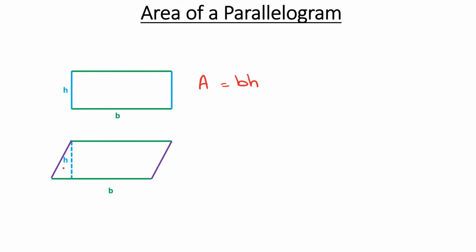So you can see that if I take this part of the parallelogram, there's like a triangle right here. Now if I chop that bit of triangle off, I'd have something like this. And then if I move that bit of triangle onto the other end, you can see it's actually the same area as that rectangle. So the area of a parallelogram is also just the base times the height. Okay? So that's nice and easy.